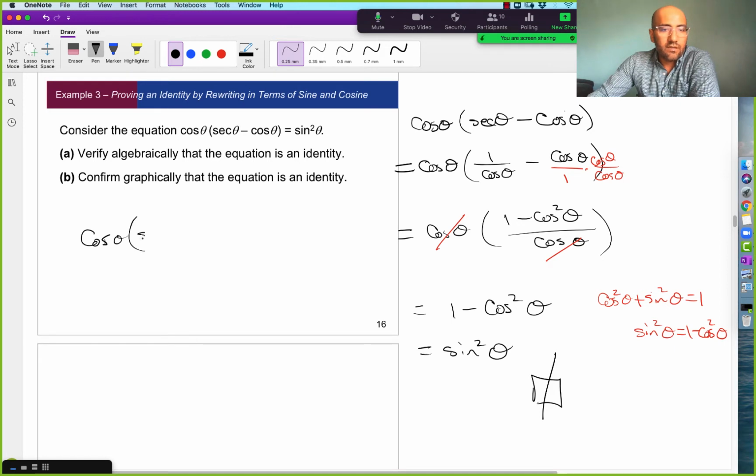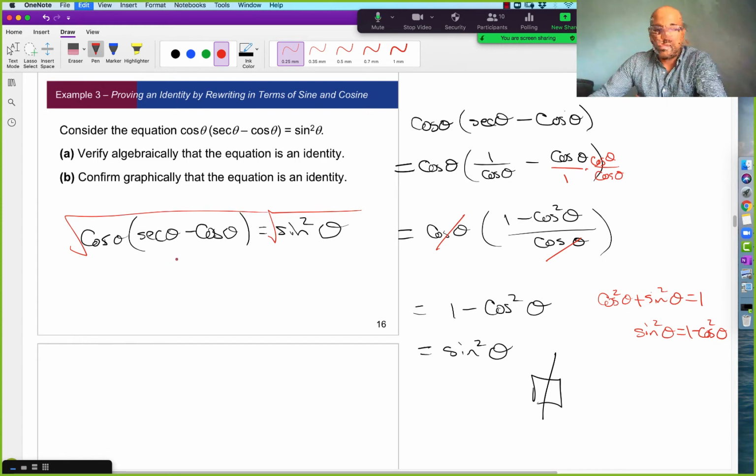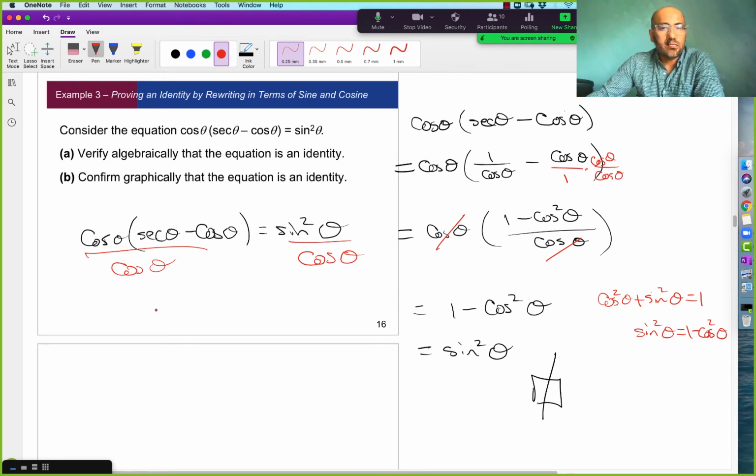Cosine of theta, and then we have secant of theta minus cosine of theta equals sine squared theta, right? Terrible idea. Do not take the square root of both sides. That has nothing to do with what we're doing here, okay? Do not divide both sides by cosine of theta. That doesn't make sense here either. Don't do that, okay? Questions?